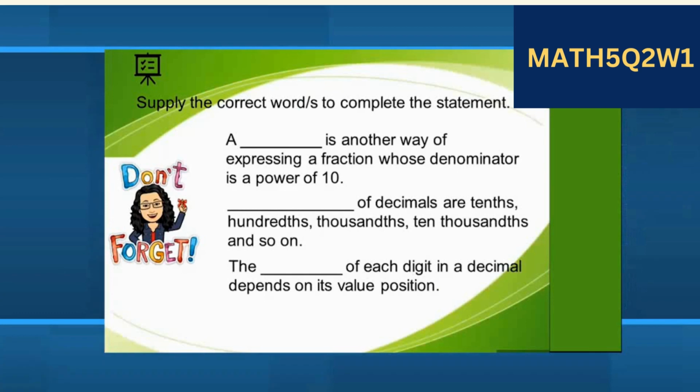Now I hope you already have your answers with you. Let's now complete the statements. A decimal is another way of expressing a fraction whose denominator is a power of 10. Place values of decimals are tenths, hundredths, thousandths, ten-thousandths, and so on. And the value of each digit in a decimal depends on its value position.